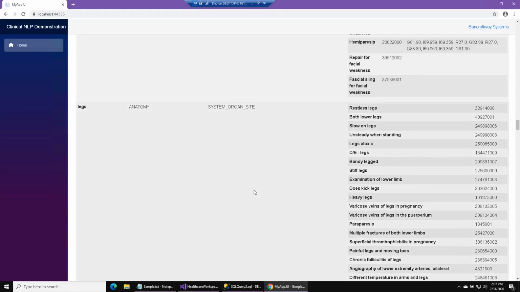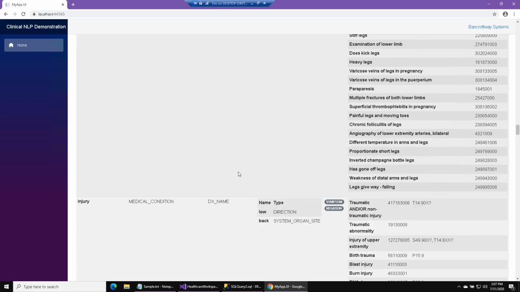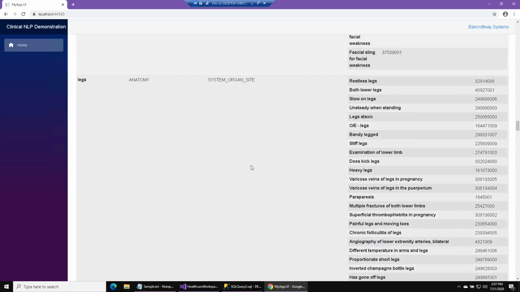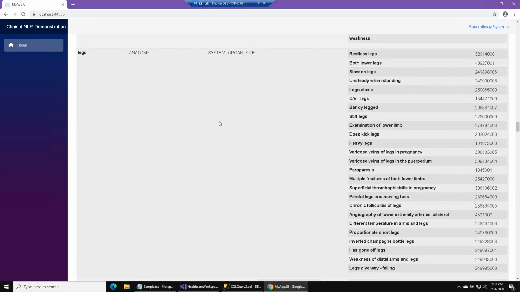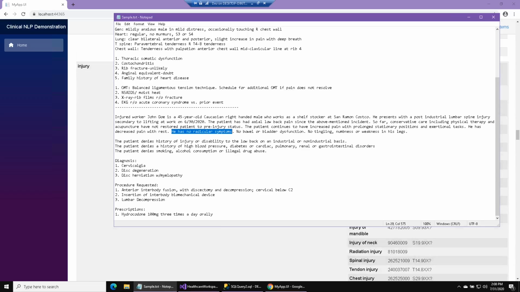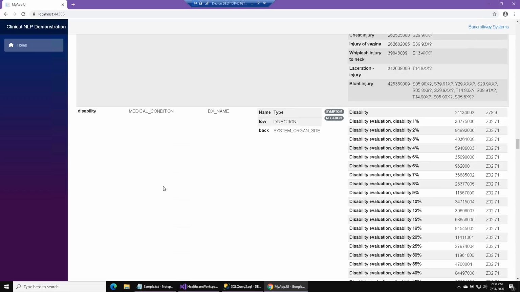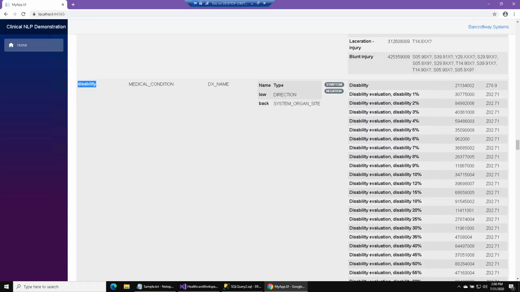Further, legs was identified as a system organ site. It's not really relevant to the claim at hand, but it still pulls out that information. There's also the patient is denying any previous injury to the low back, and that's that part of the note. And the patient also denies disability to the low back previously.